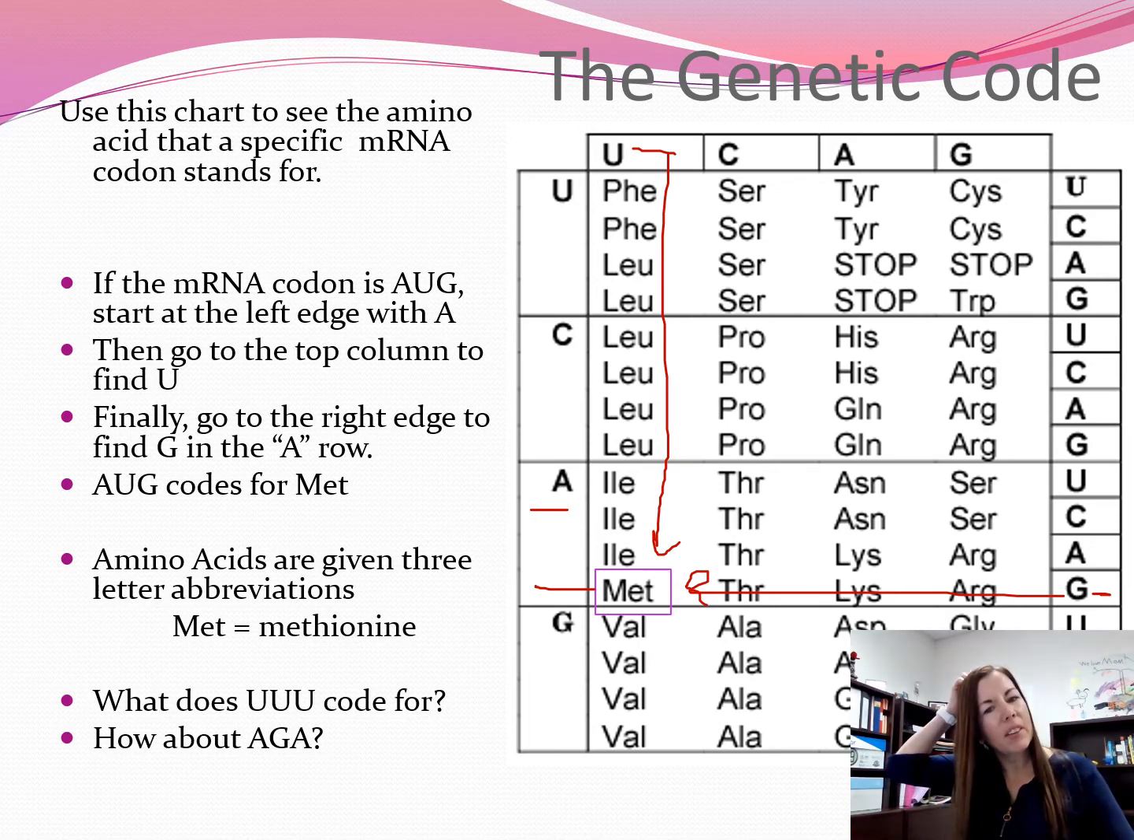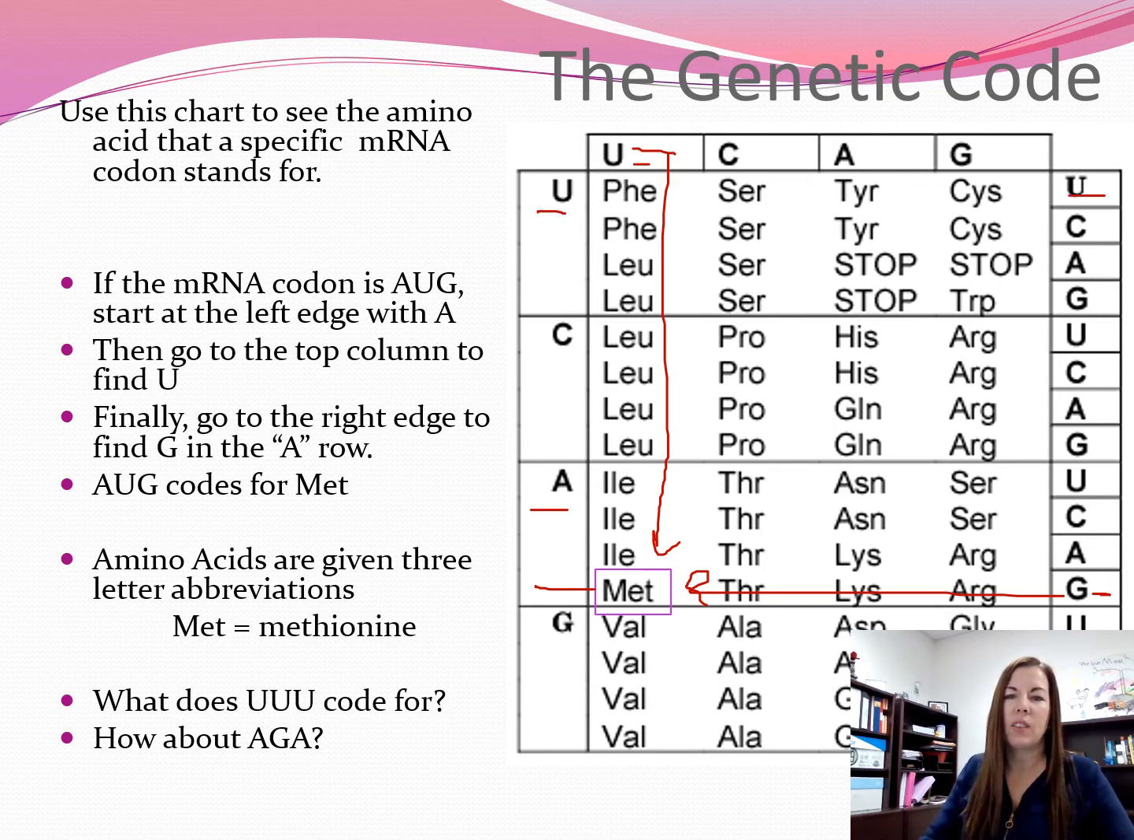So then if I challenged you to find what UUU coded for, you come up here to U, right here, then you find U here, and then you find U here. So if you go here, here, it's really fun. Okay, so then this is PHE. AGA, so you start at A here, and you go over to G, right here in this column, and then A, and you can see that AGA codes for ARG.